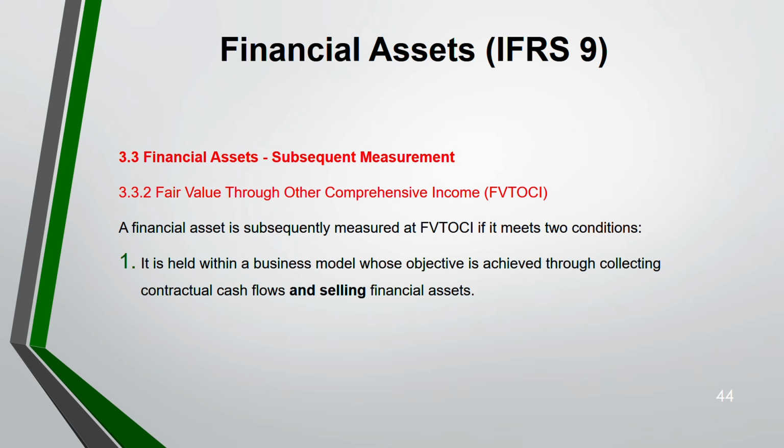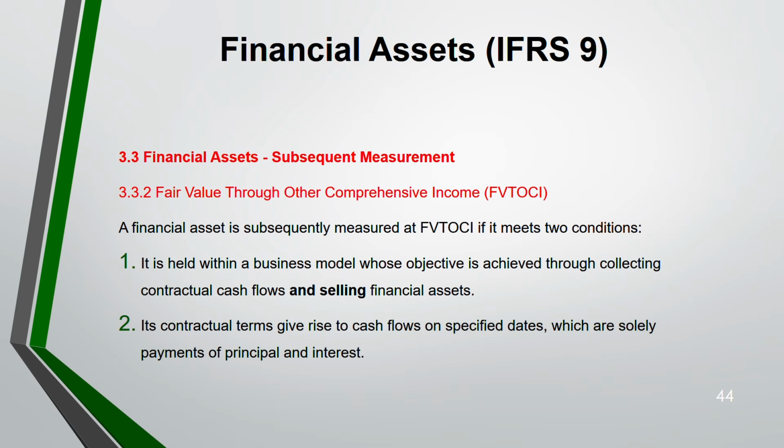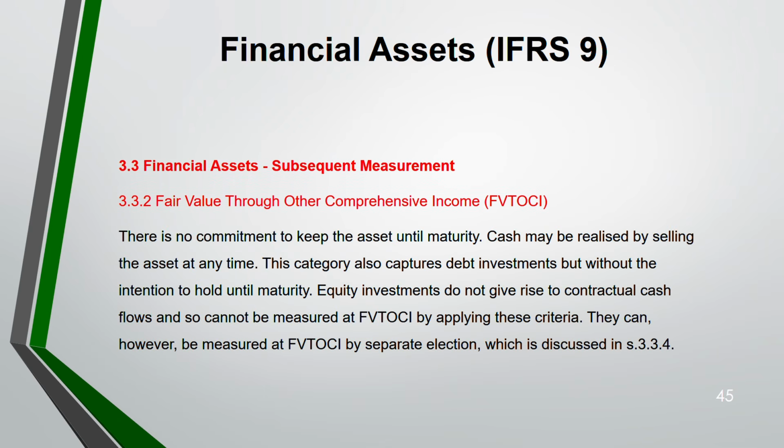First, business model: you are holding it, you are collecting the cash flow and you are selling the financial asset. That selling has to be there for it to be recognized in OCI. But if you're not selling, then it's amortized. And your amount is principal and interest. That means it's a debt. That is the meaning of it. Now, there is no commitment to keep the asset until maturity. Then it will go in OCI. So you can realize this cash anytime by selling the asset.